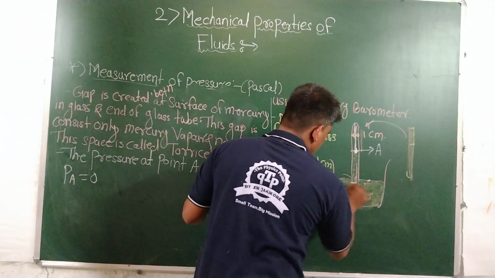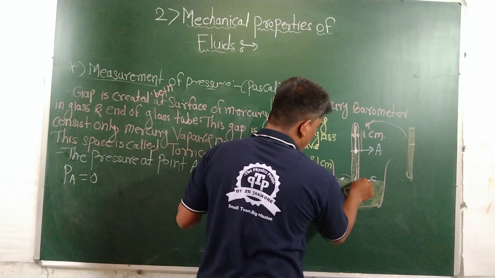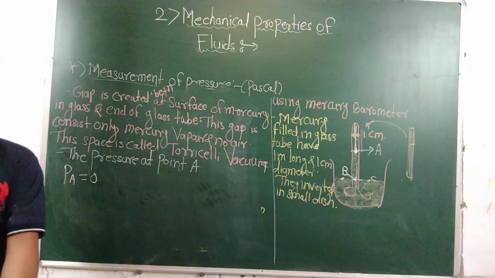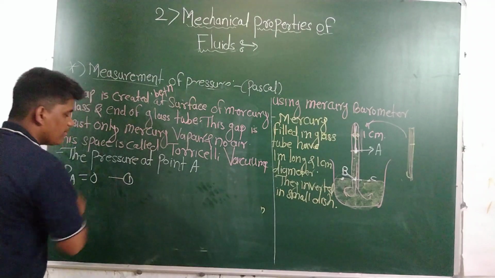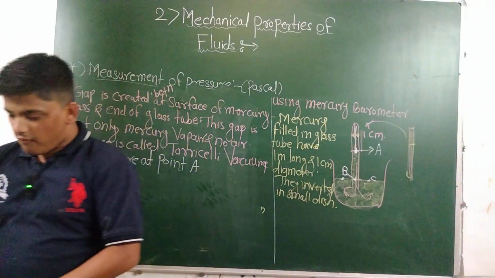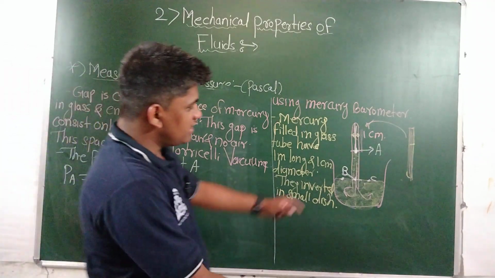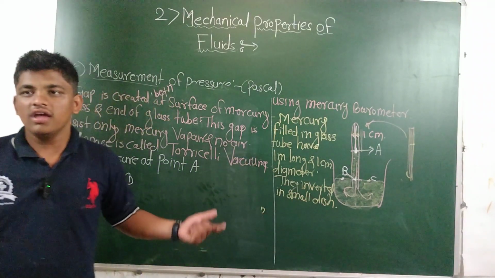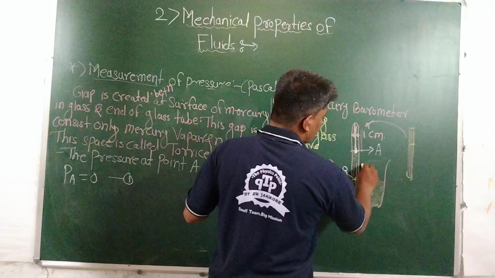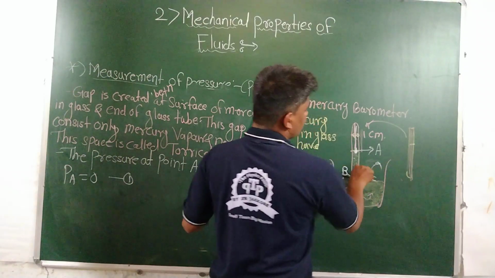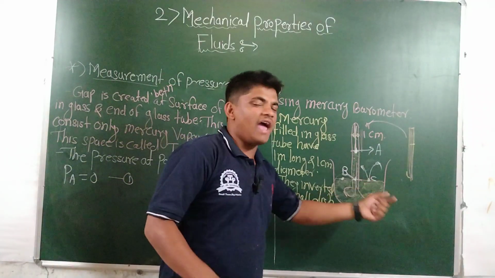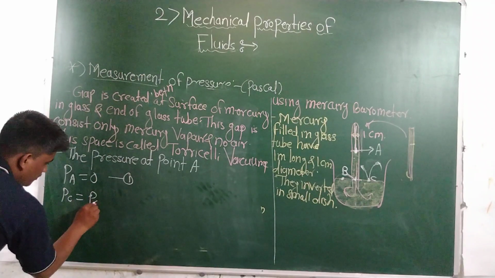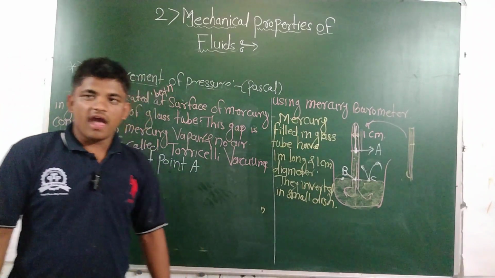Okay, I will just recall some points, that is point C, and the same point in the tube, that is point B. Two points remain, all right. Then I will call this equation number 1. For a point C on the surface of the mercury in the dish, they are in the open atmosphere. The point is open to the atmosphere, so the pressure at point C is atmospheric pressure, that is P0, the atmospheric pressure.